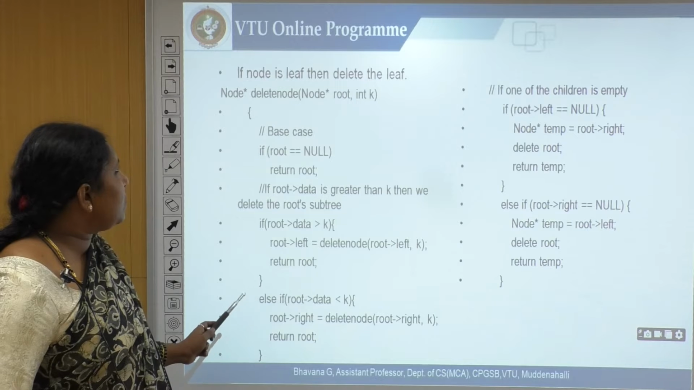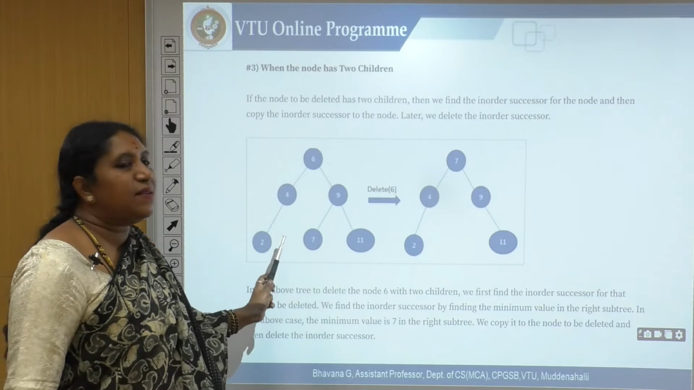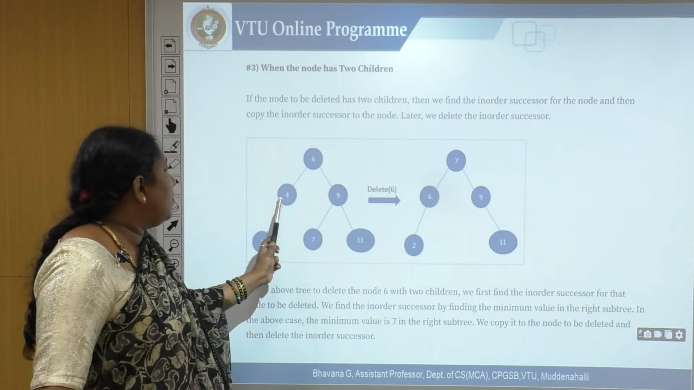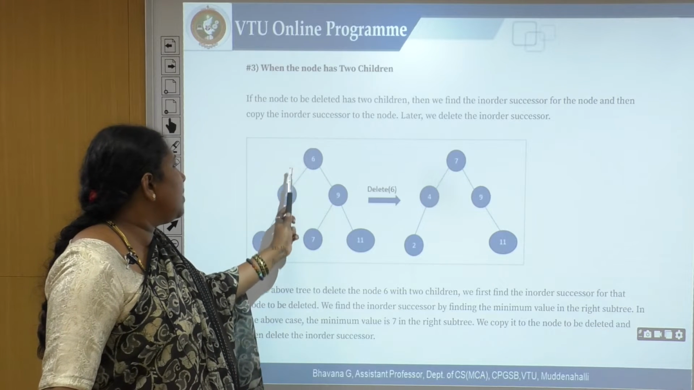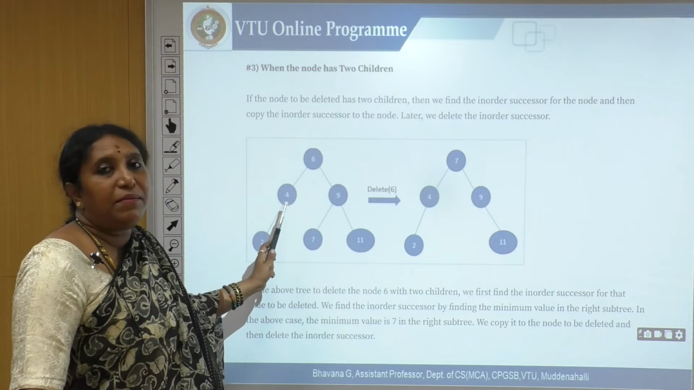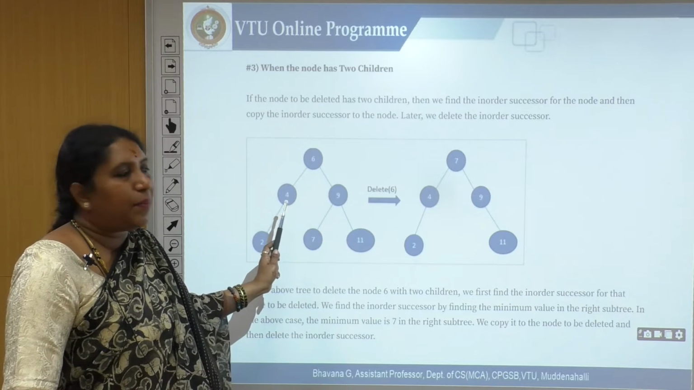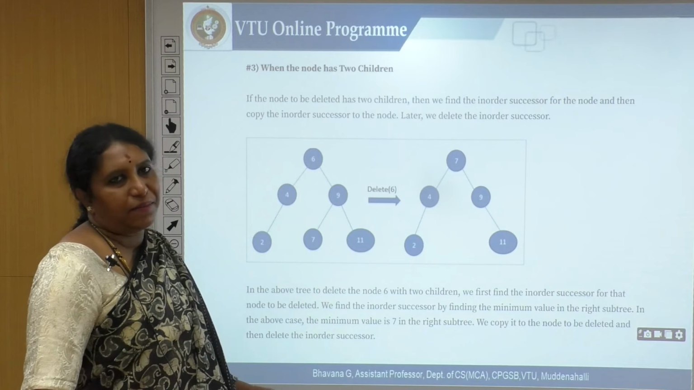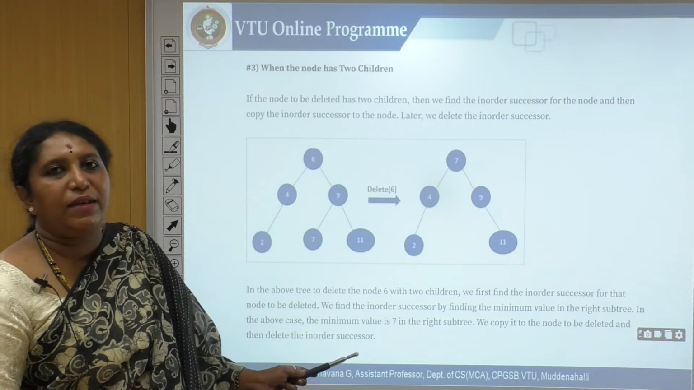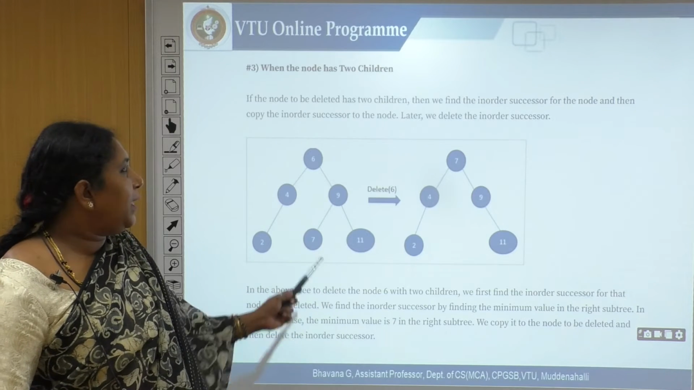Now the next way is identifying the maximum value in the left subtree. If, say, 6 is greater than 4, we will move to this side, identify the greatest number in the left subtree, and replace the node with that. That is one more option. So these are 3 methods to delete an element from the BST.